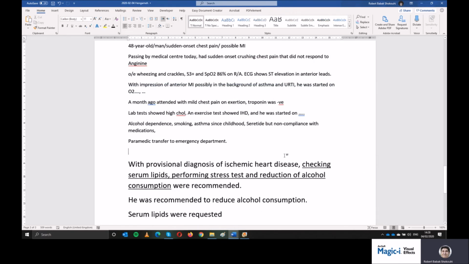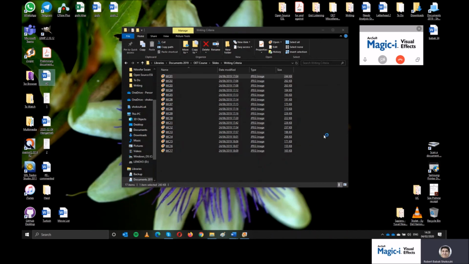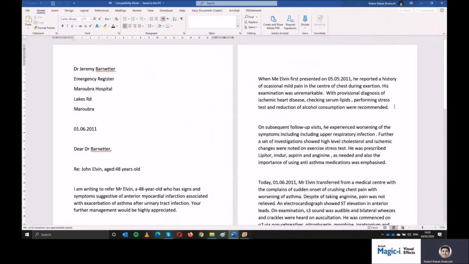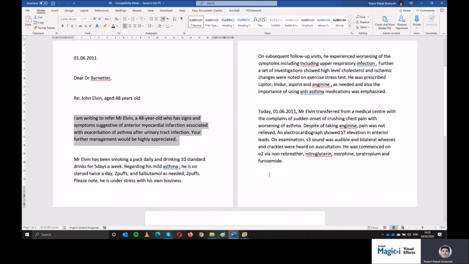Go back to that task, number 8. Okay, you said: I'm writing to refer Mr. Elvin, a 48-year-old who has signs and symptoms suggestive of anterior myocardial infarction associated with exacerbation of asthma after urinary tract infection. Your further management would be highly appreciated. Okay, is this a good purpose?